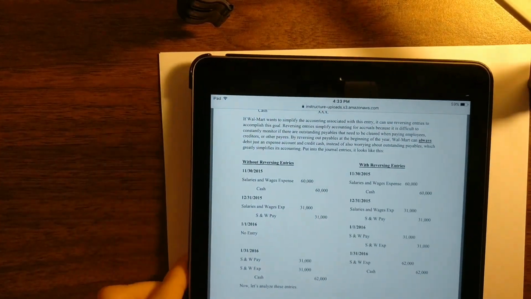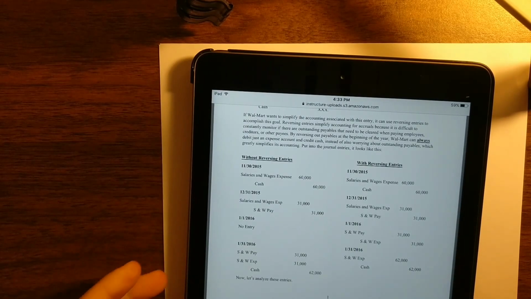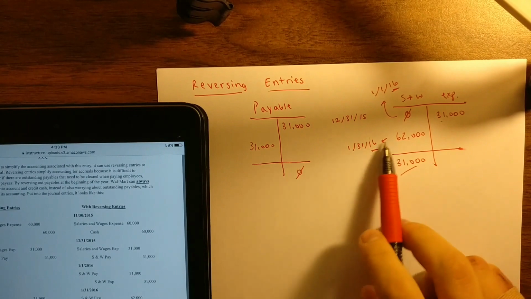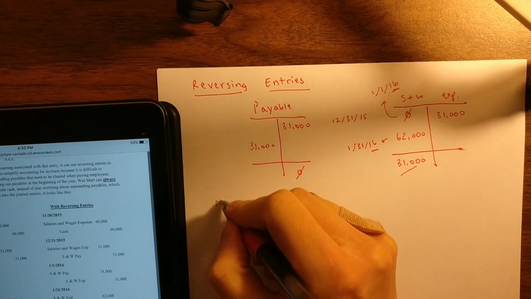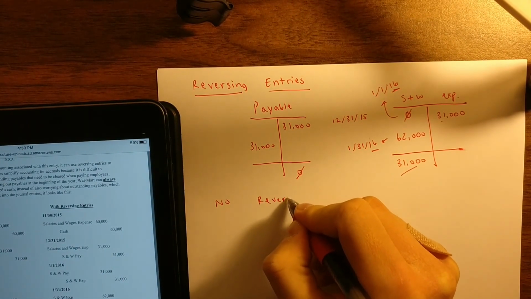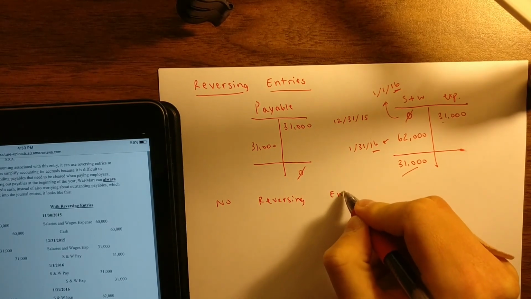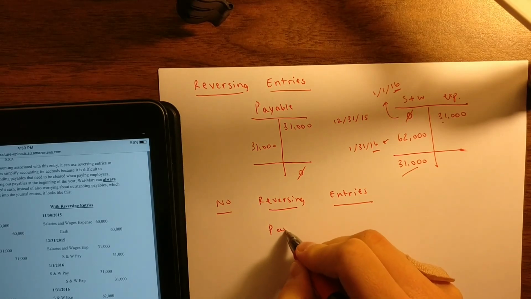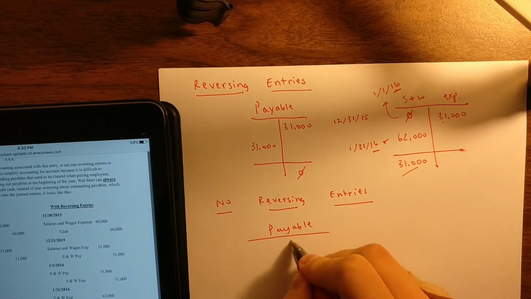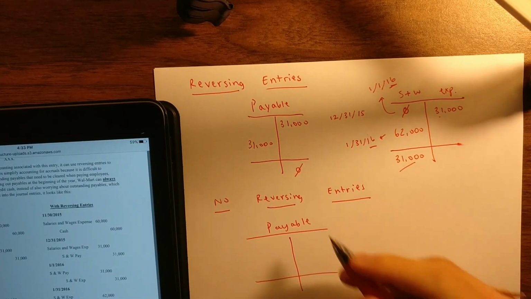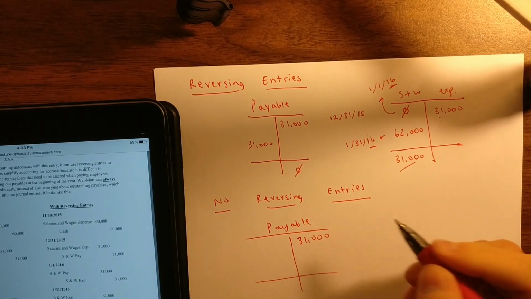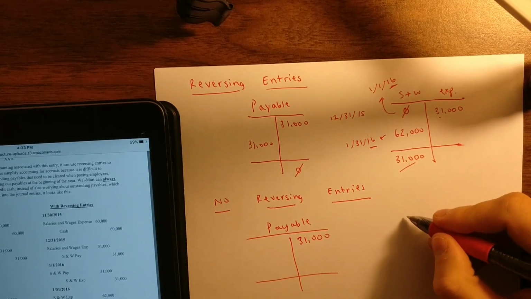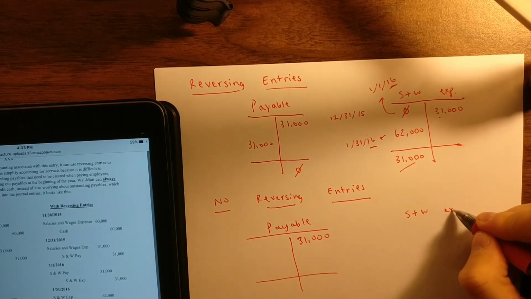So now we can kind of compare the two methods. This one here is with the reversing entries, right? We can compare the T accounts. So if we have no reversing entries, we can look at the T accounts as well, right? So you would have your payable, so that's still going to be 31,000, because that's not going to change based off of the method that we're using for reversing entries. And then we would have our salaries and wages expense account.